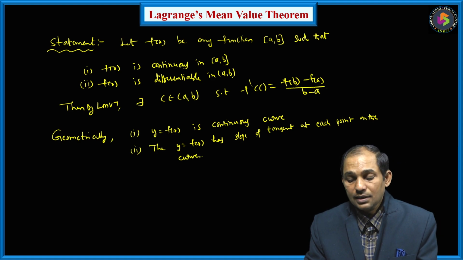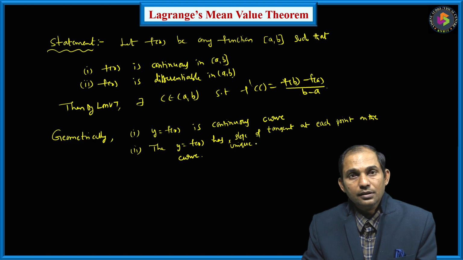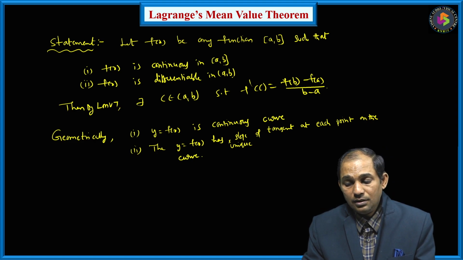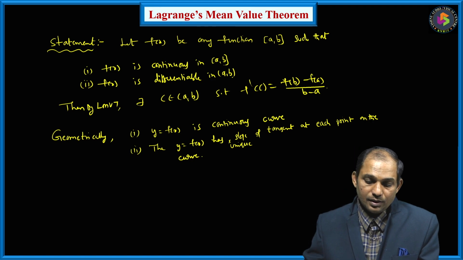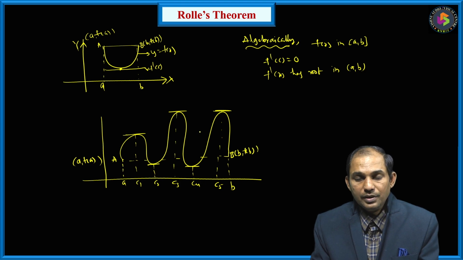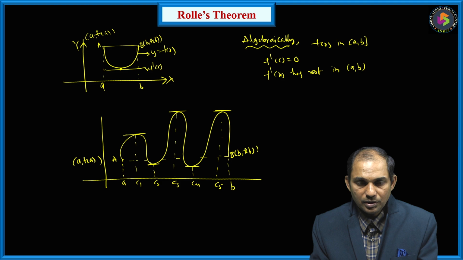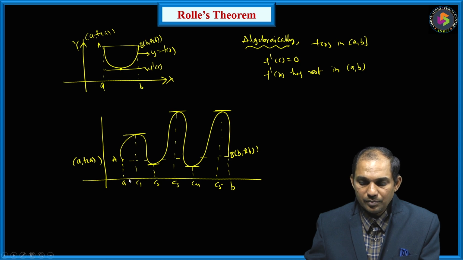In fact, that slope of tangent is always unique. The function y is equal to f of x has a unique slope of tangent at each and every point on the curve. The second condition has one important observation. If you see the rough sketch here, this curve has infinitely many points. Therefore, you can have infinitely many slopes of tangents, but at each and every point you will have only one unique tangent. That is the important observation you have to remember.